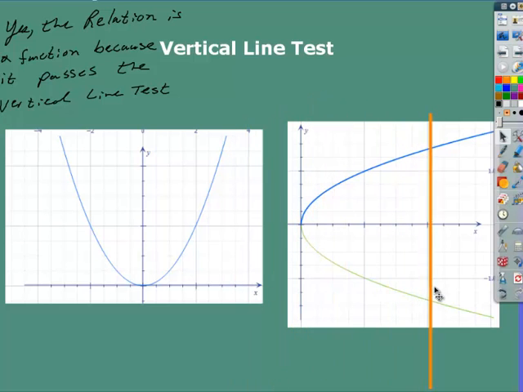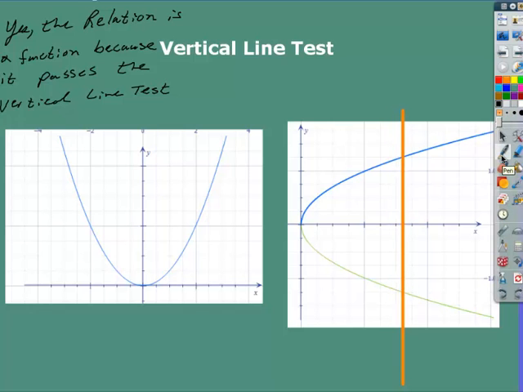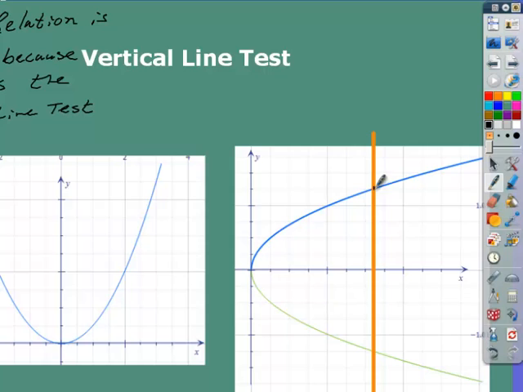Let's do the same thing over here. Okay? Does this graph ever intersect the vertical line more than once? Yeah, it'll intersect once here, and it will intersect once here. So as soon as you get one time or one position where the vertical line intersects the graph more than once, you're done, and you can say no, the relation is not a function.